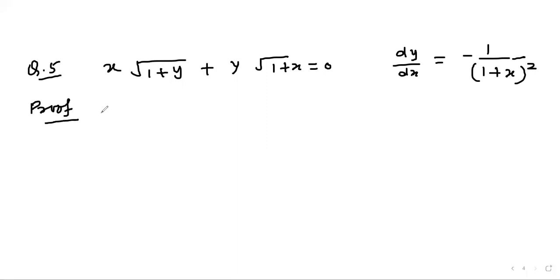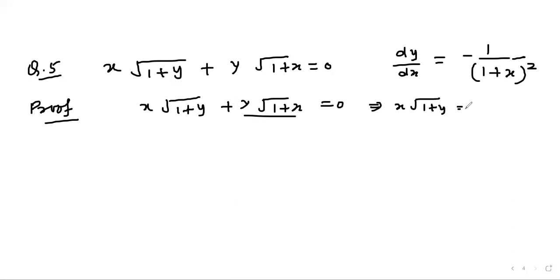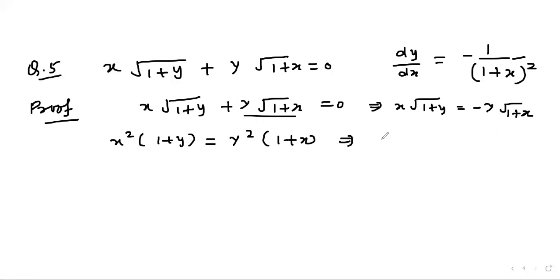So x root 1 plus y plus y root 1 plus x equal to 0. We shift this to RHS and then square it. So we get x root 1 plus y equal to negative y root 1 plus x. Squaring both sides, x square (1 plus y) equals y square (1 plus x). We get x square plus x square y minus y square minus y square x equal to 0.